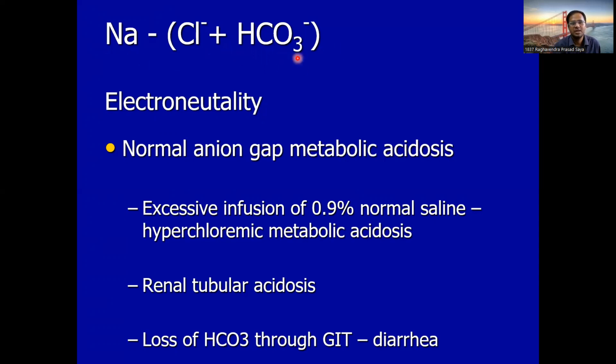So whenever there is a bicarbonate loss through the GIT in case of diarrhea, there will be a compensatory chloride retention in order to maintain this electroneutrality. So the sum of chloride and bicarbonate will be normal. So this leads to the normal anion gap metabolic acidosis. Okay. And also the other cause for normal anion gap metabolic acidosis is renal tubular acidosis.